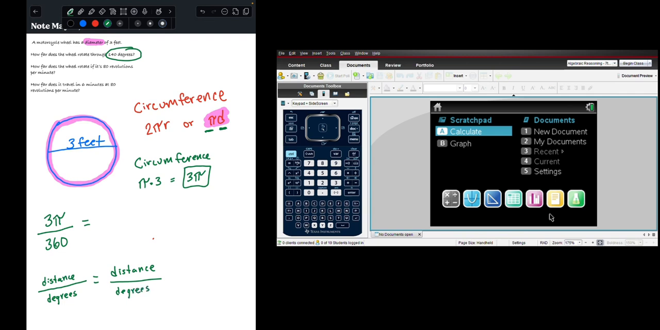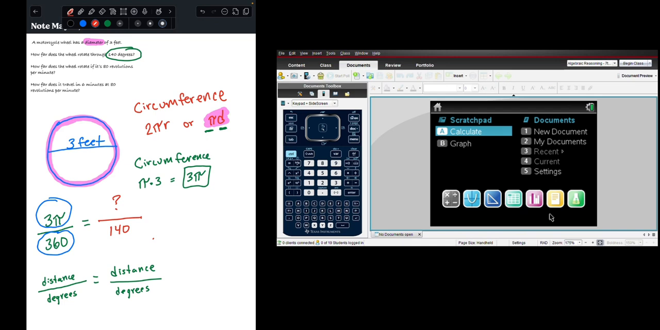So we know that in 3 times pi, that distance, it travels 360 degrees. So I'm going to set up a proportion of how much it travels, right? How much does it travel in 140 degrees?